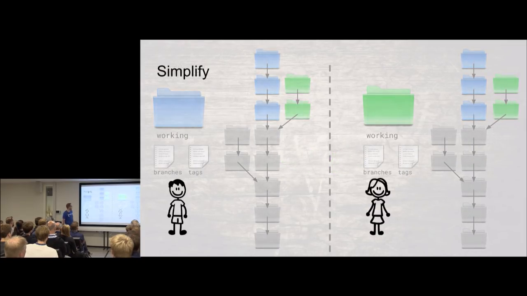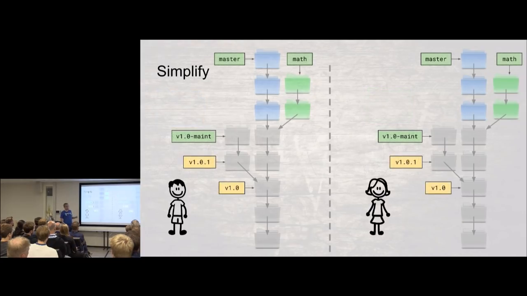So let's simplify our drawings a little. We don't need to draw this working directory. We can just assume it's always there. The branches and tags file, same thing. Instead, we'll add these labels that point to where in the code history the branches and tags are currently at. The green ones are for branches. So we have this version 1.0 maintenance branch here. We have the master branch, and I added a branch called math for the new work that Zoe did. And here are the tags. So we have the version 1.0 tag that we released, and then we have the bug fixed 1.01 version.